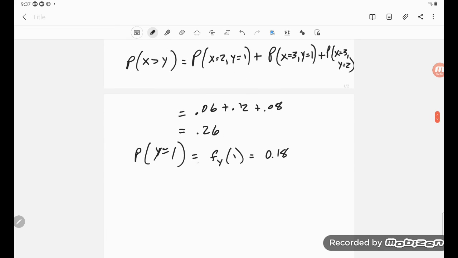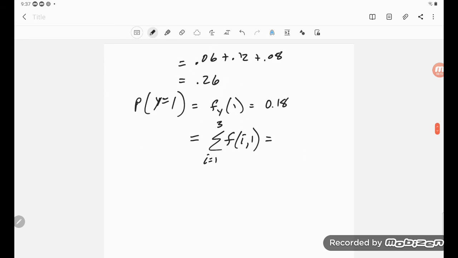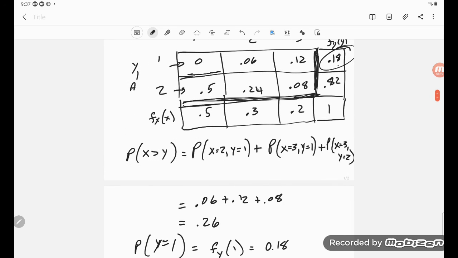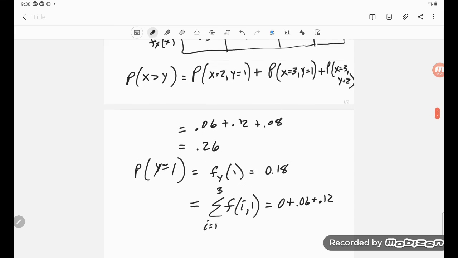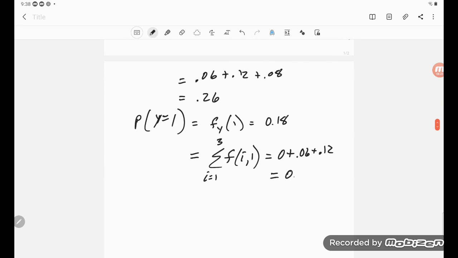But we could also get it by summing over the x's. So this would be the sum of i equals 1 to 3 of f of i, 1. And when we do that, we get 0 plus 0.06 plus 0.12. Okay, we just get this row up here. We get the 0, 0.06, 0.12. And so that ends up being 0.18. Okay, and that is example 3.6.